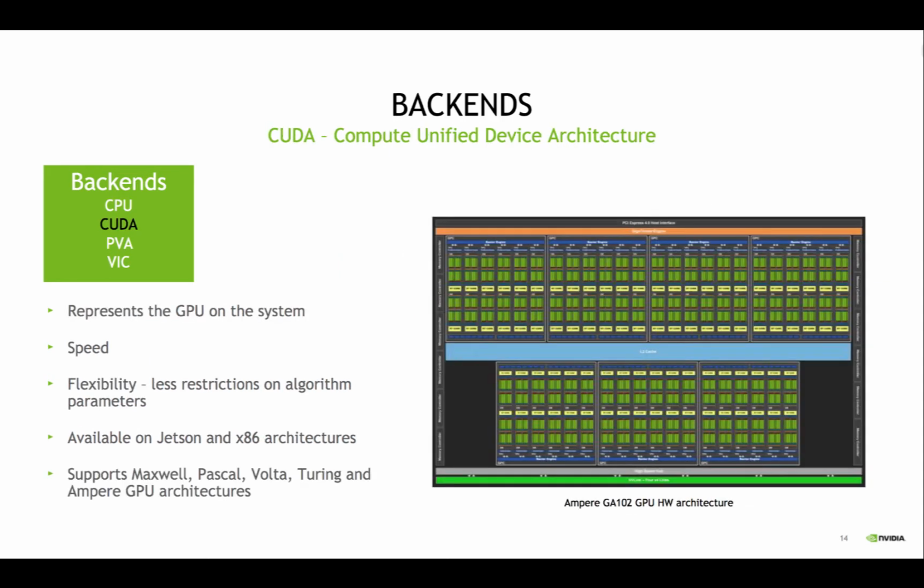The CUDA backend represents the GPU in the system and is usually chosen when speed is a must. VPI's CUDA implementations are quite flexible, supporting features that other backends might not support, such as some specialized image formats or a broader selection of image border extension types. VPI supports several NVIDIA GPU architectures, from Maxwell to Ampere, on both Jetson devices and x86 architectures.